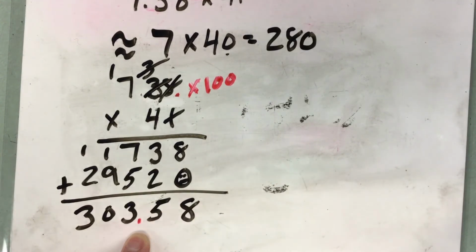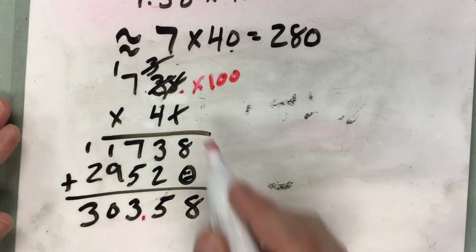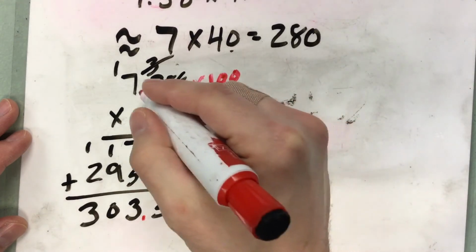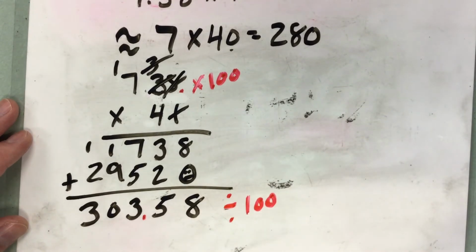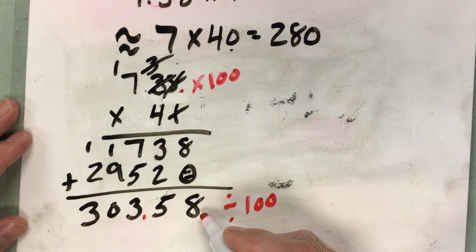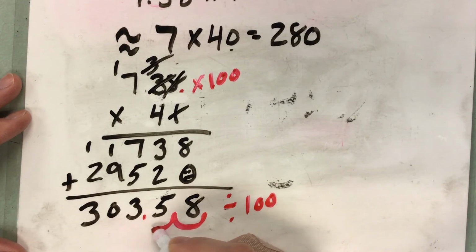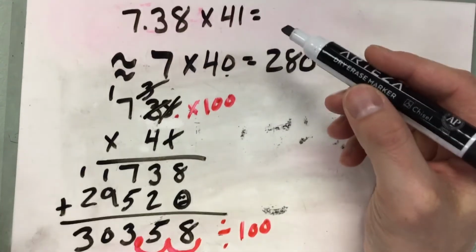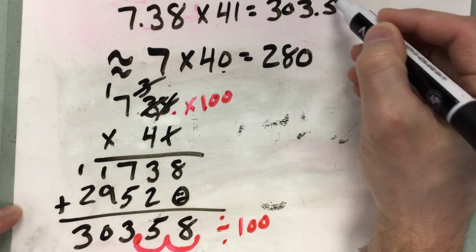So I could put it right here. 303.58 is close to 280. Now, since I multiplied by 100, let's check and see if we're right. If I multiplied by 100 to get rid of that decimal, if I divide by 100 to bring that decimal back, well, I know before I did my reasoning that my decimal would be here, because we made it a whole number. If I divide by 100, it's going to move it 2 spaces to be right there, right where we thought it would be. So our answer to this problem is 303.58.